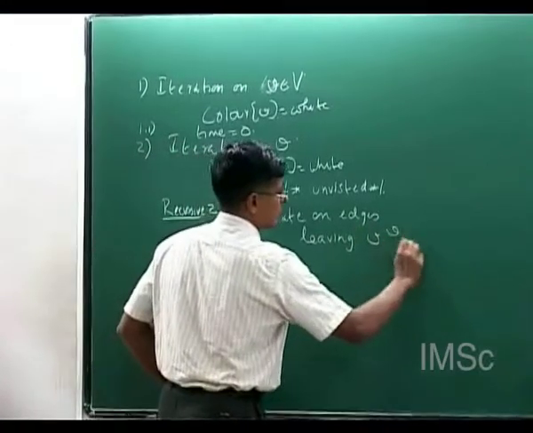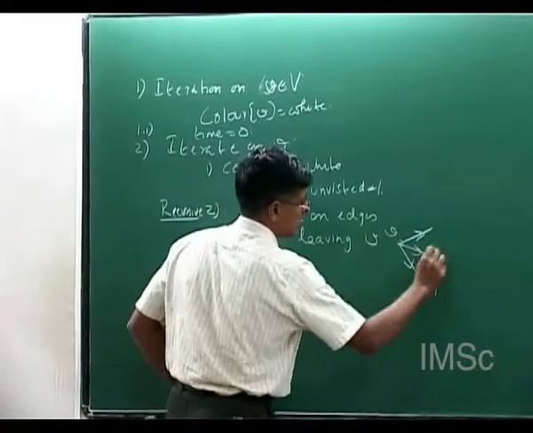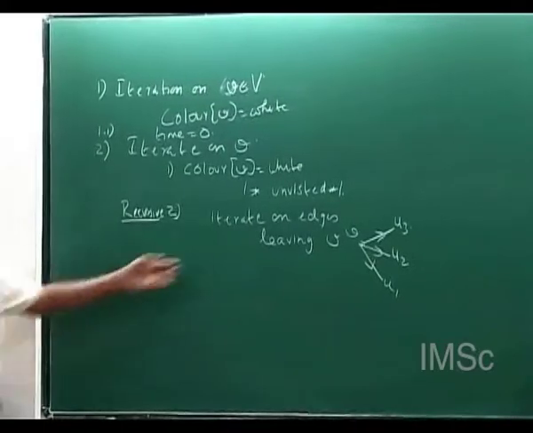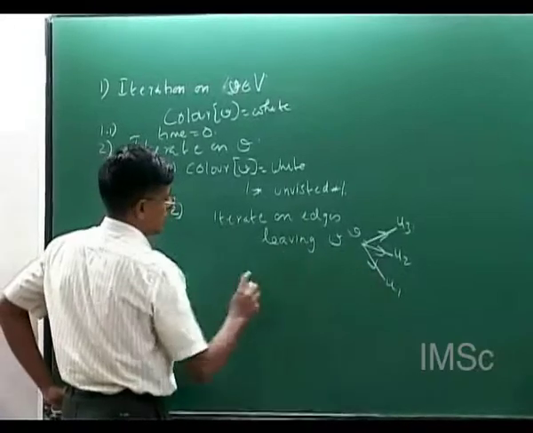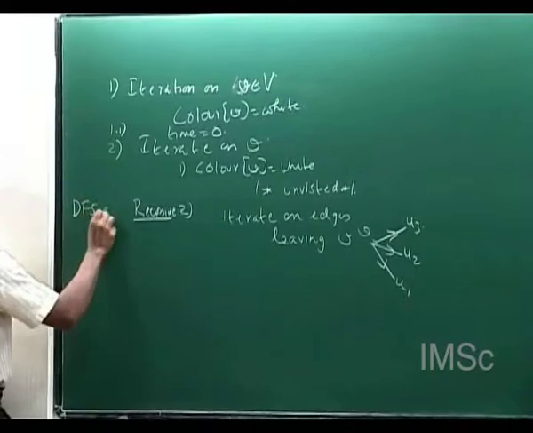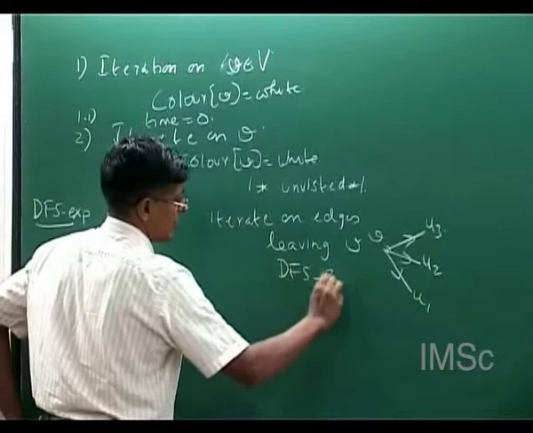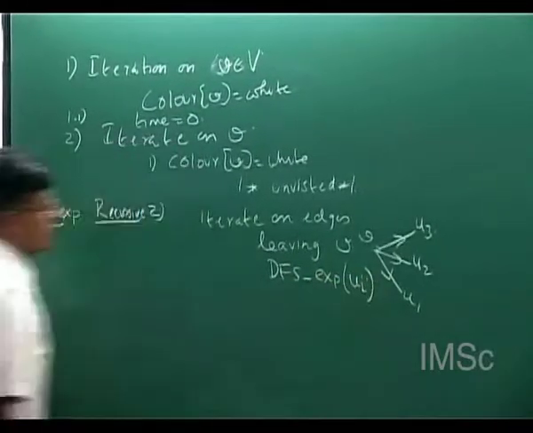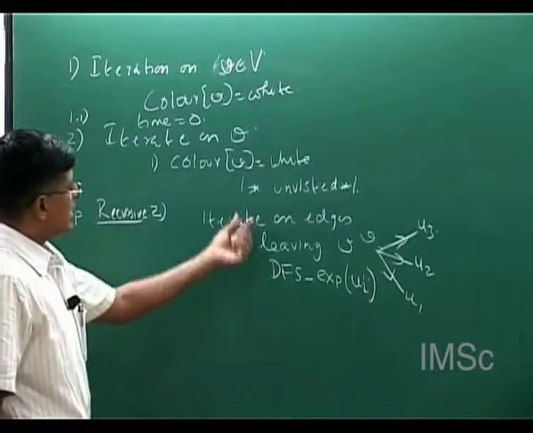So let me just draw this picture. You have V, so these are the different edges that go out. Let me call these U1, U2 and U3. So you set up an iteration here, and now you initiate what we'll call a depth first search exploration at Ui. So for every endpoint, you start a depth first search exploration.